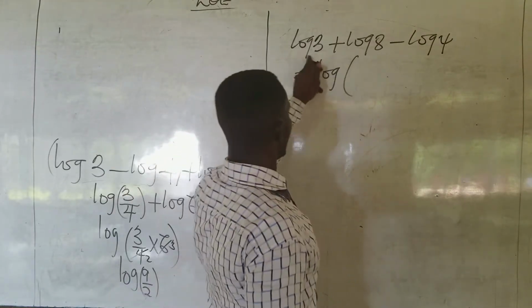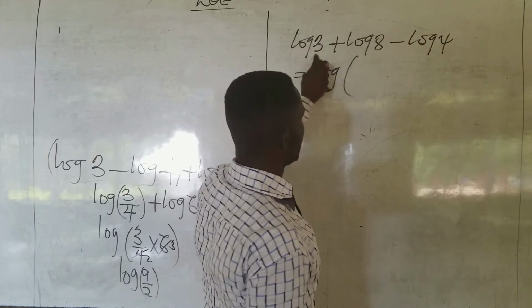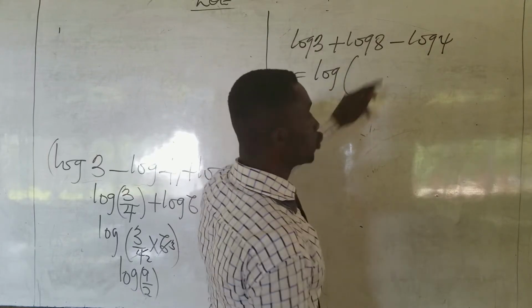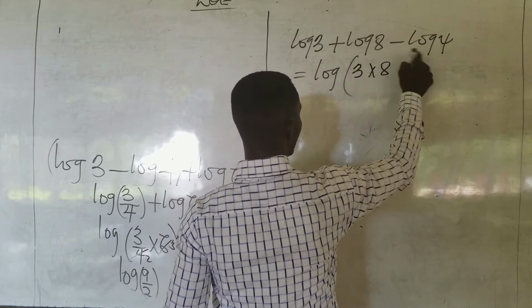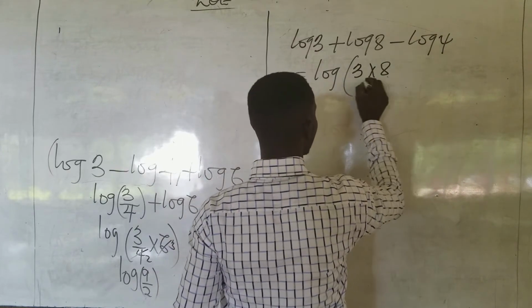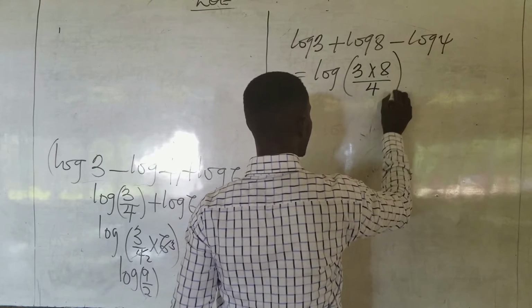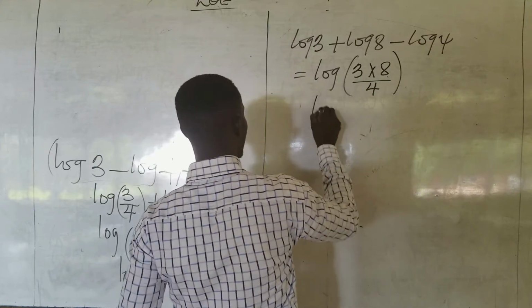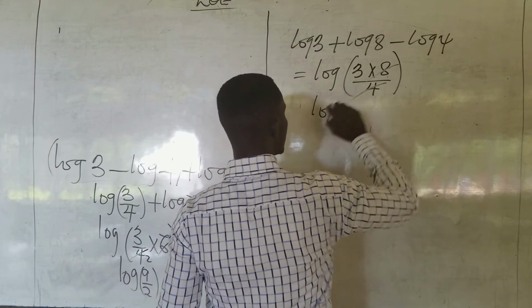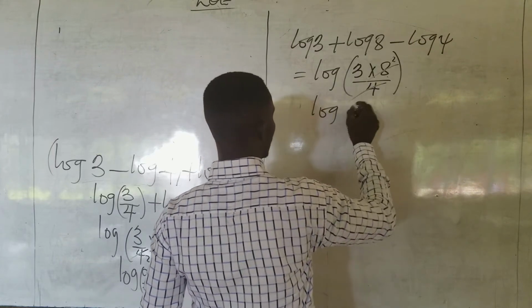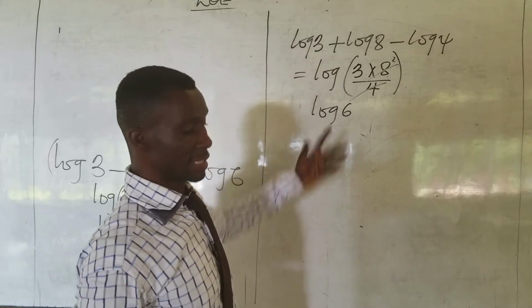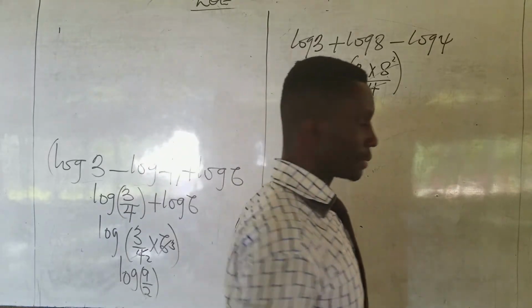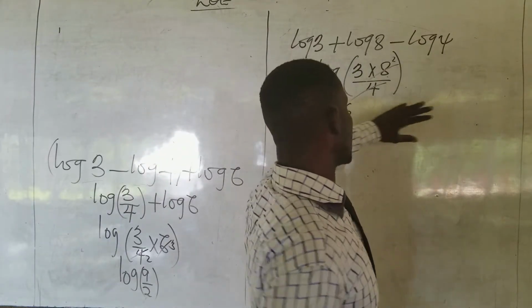Logarithm of a product: when you are adding, you multiply, 3 times 8. Whenever you are subtracting, you divide over 4. That is all. So this will give you log, base 10. The base is 10, but this is the common logarithm. Whenever the base is not written, it means that it is in base 10.